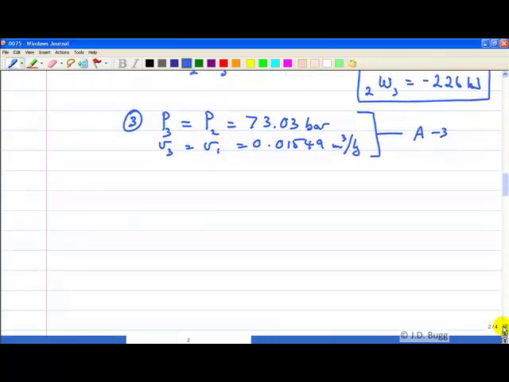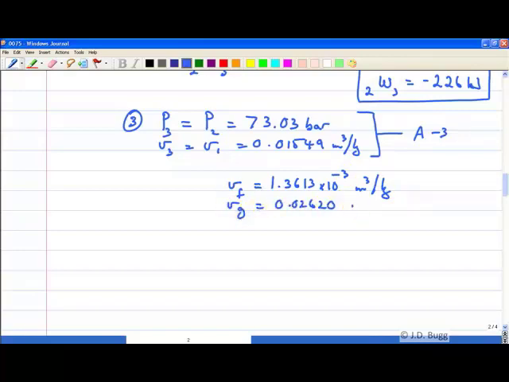And in order to calculate the quality, we'll need a value of VF and VG at 73 bar. So we have to go into the tables and interpolate to 73.03 bar. And when we do that, we see VF is 1.3613 times 10 to the minus 3 meters cubed per kilogram, and VG is 0.02620 meters cubed per kilogram. So from those we can get the quality.